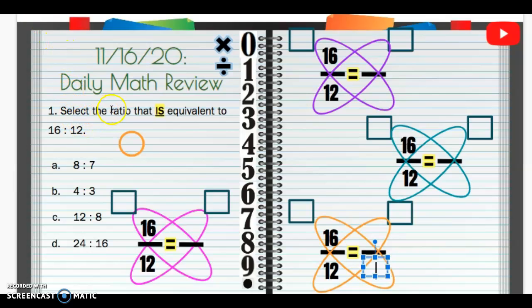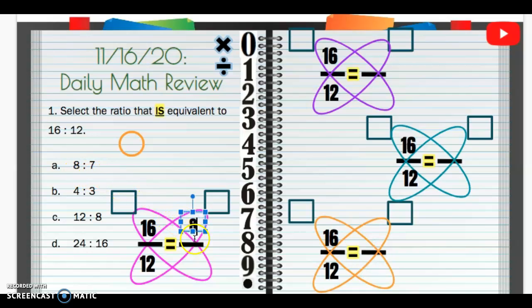So you need to select the ratio that is equivalent to 16 colon 12, or 16 to 12. So you're looking for one that matches, that has the same ratio. So you get started and try them until we find the one we're looking for. So let's start with 8 over 7.